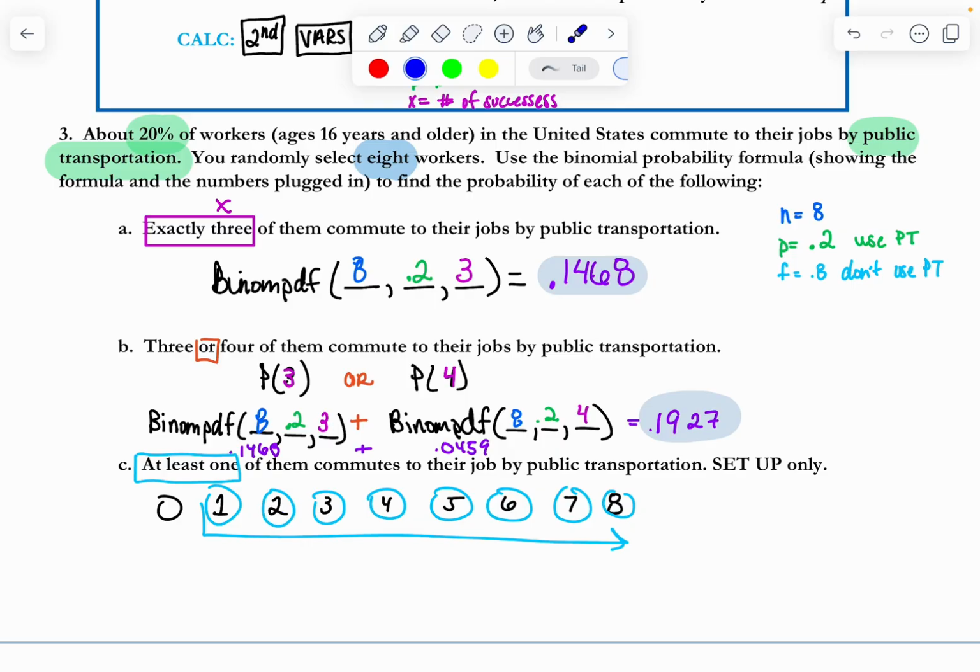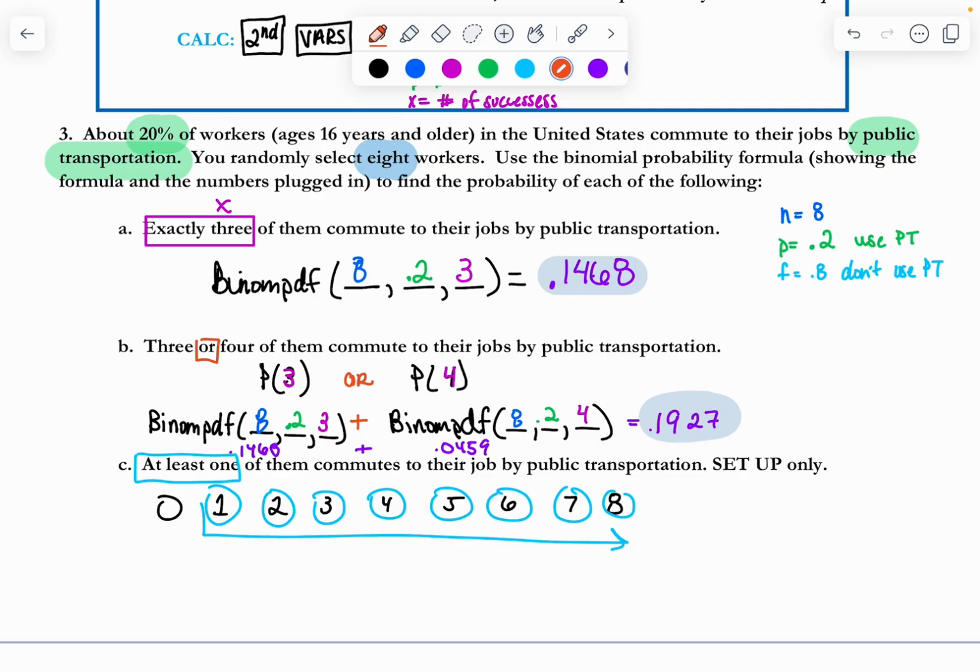Probability of 2, put a 2 here. 3, 4. We'd have to do this binomial PDF 8 times, which isn't impossible, but it would take a really long time, and add them all together because it was 1 or 2 or 3. But by looking at this, wouldn't it be easier just to eliminate this guy?